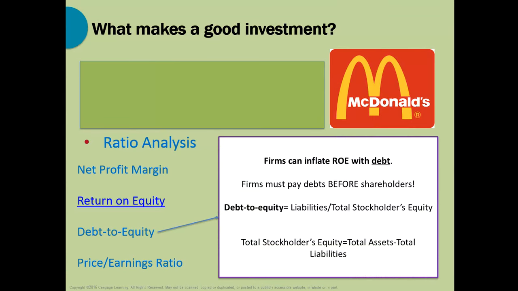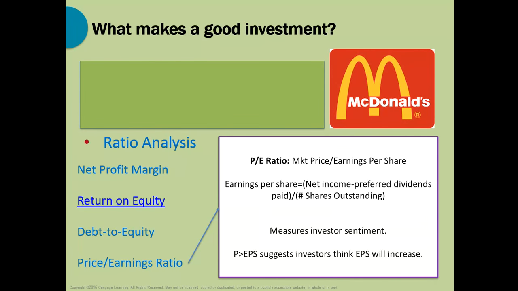And then the last thing we'll look at is the price to earnings ratio. So net profit margin and return on equity told us about how well the firm is managing their costs. Debt to equity told us how leveraged the firm is and how risky it might be to count on them to be able to pay their liabilities, and me, the investor. Price to earnings ratio is a measure of stockholder or investor sentiment. So what do investors think is going to happen to this company?